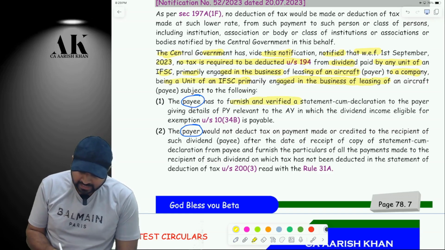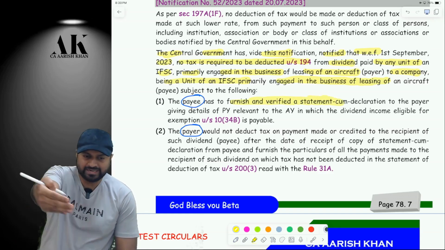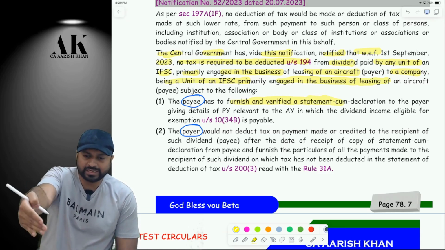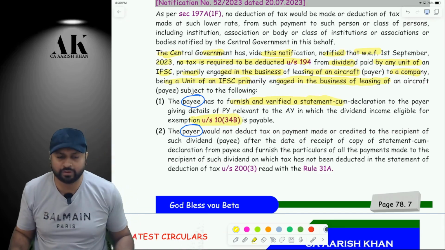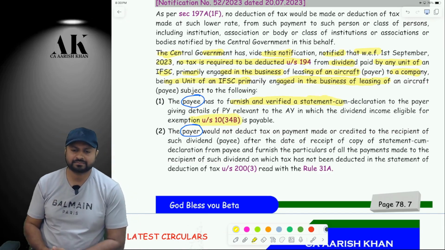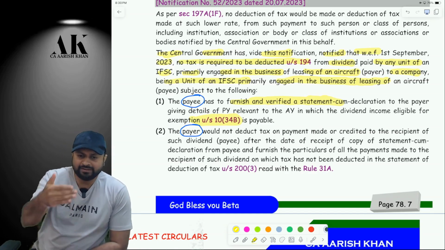Now what does the payee have to do? The payee has to furnish and verify a statement. The payee, that is the recipient, whose TDS might be deducted, has to give a declaration that the income is exempt under 10(34B). Check please. Is it clear? So the payee will give what?